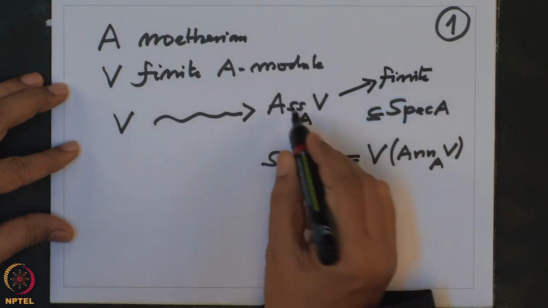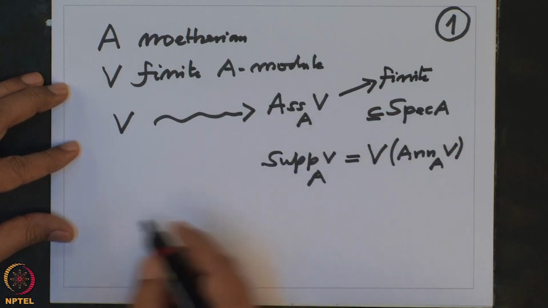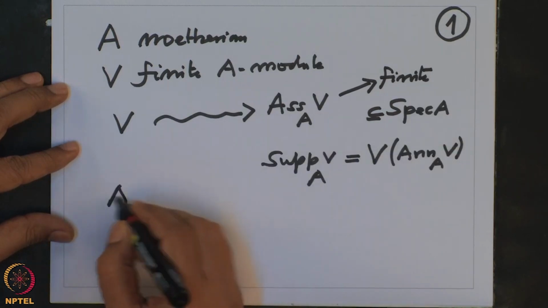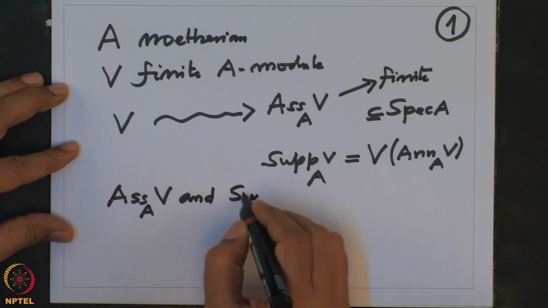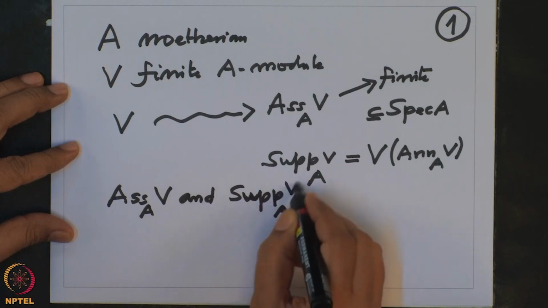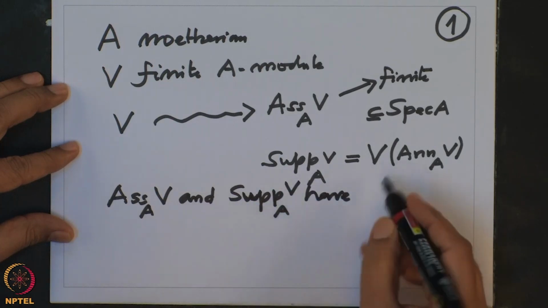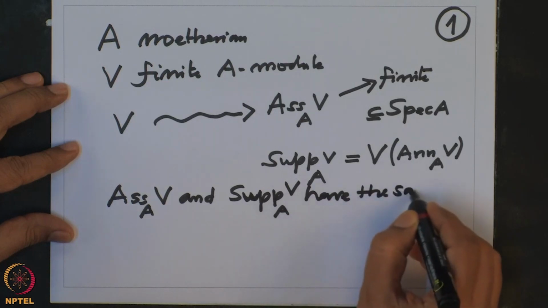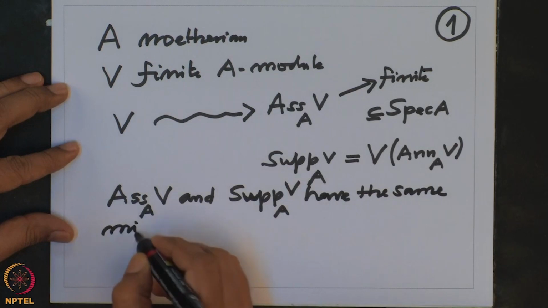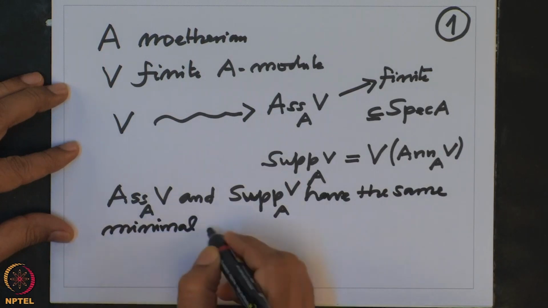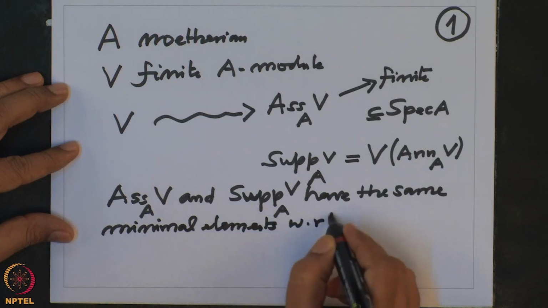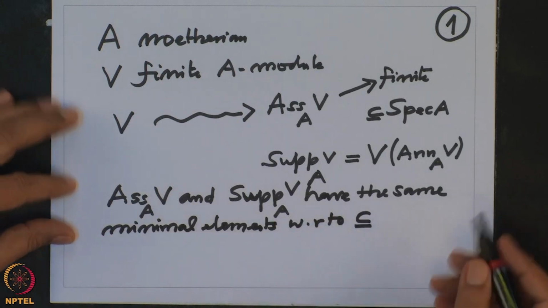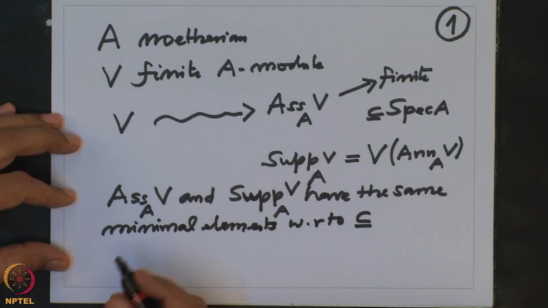and we have checked that both these subsets of Spec, the associated primes of V and the support of V, have the same minimal elements with respect to the natural inclusion. All right. So one of the important consequences is the corollary I want to mention.